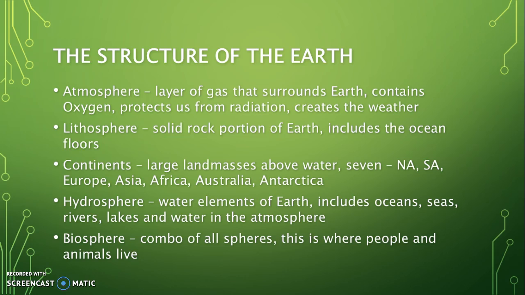The hydrosphere consists of all the water elements of Earth, and that includes the oceans, the seas, the rivers, the lakes, and the water that's in the atmosphere. So whenever it evaporates and goes into the air and condenses and turns into rain, that is also included in the hydrosphere.